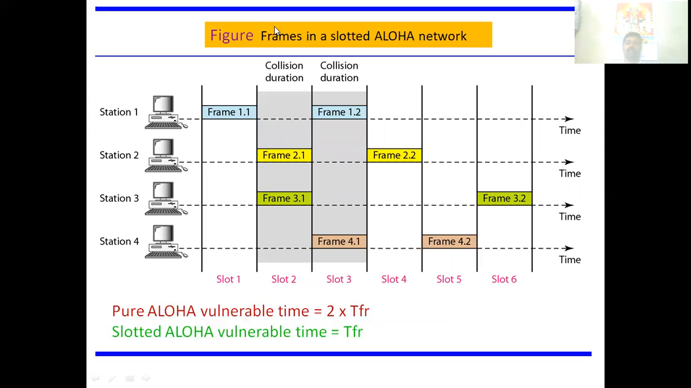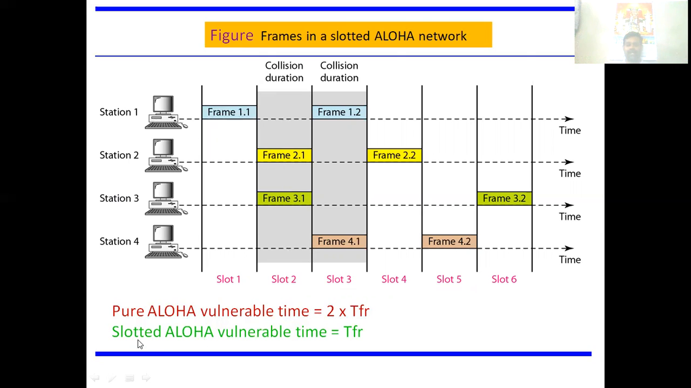This figure shows the working of slotted Aloha. Here we are dividing the time into slots: the first time slot, second, third, fourth, fifth, and sixth time slot. During the first time slot, station 1 is sending. During the second time slot, station 2 is sending the first frame, and station 3 is also sending the first frame. So here also there is a possibility of collision.